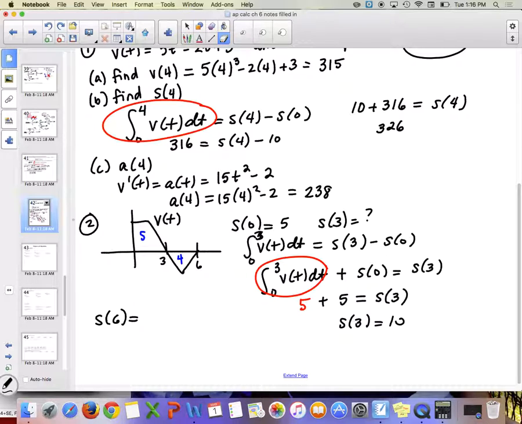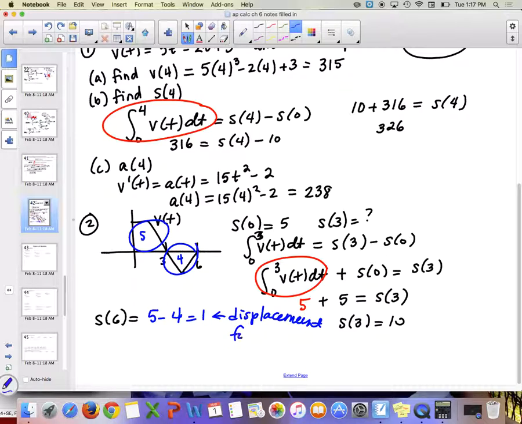You would take this 5 from here, and you take the 4 from here, so you'd have 5 minus 4 is your displacement. So that's the displacement for the first 6 seconds, or 6 minutes, whatever it is. Did you add? Yeah, so you have to. In order to get s of 6, you have to add the initial position. So your s of 6 is actually 1 plus 5, which is 6. Okay?